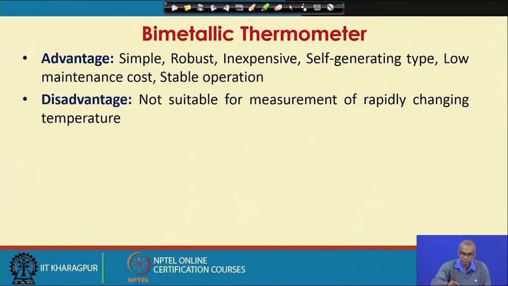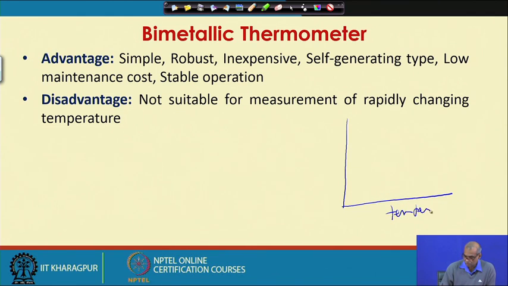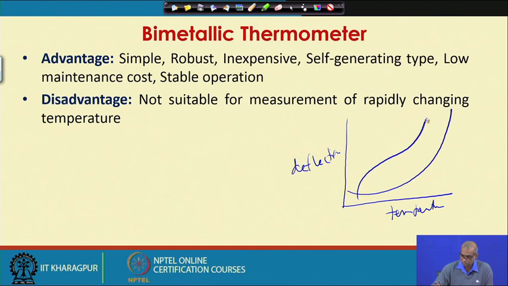Also, the deflection of different materials typically show nonlinear relationships, like this for different materials. So, the bimetallic thermometer typically shows nonlinear deflection characteristics.